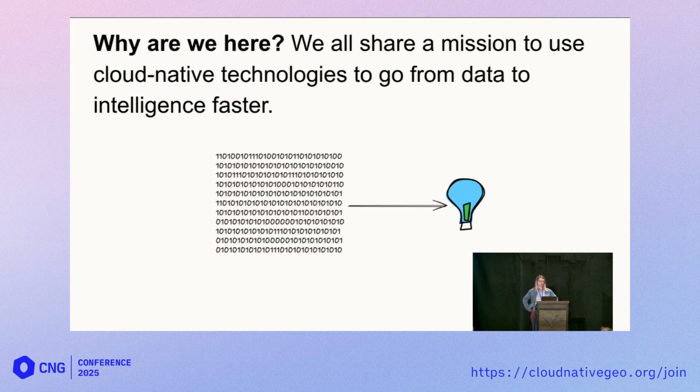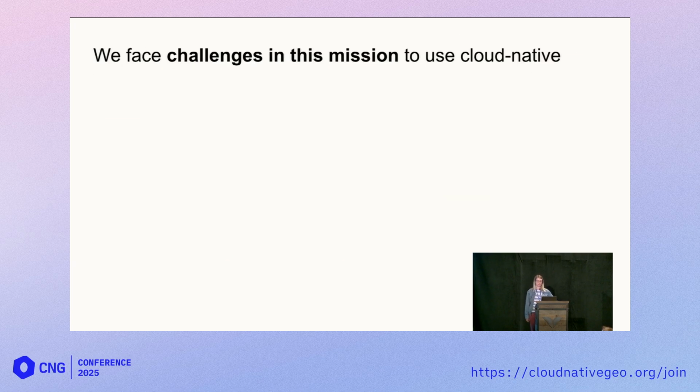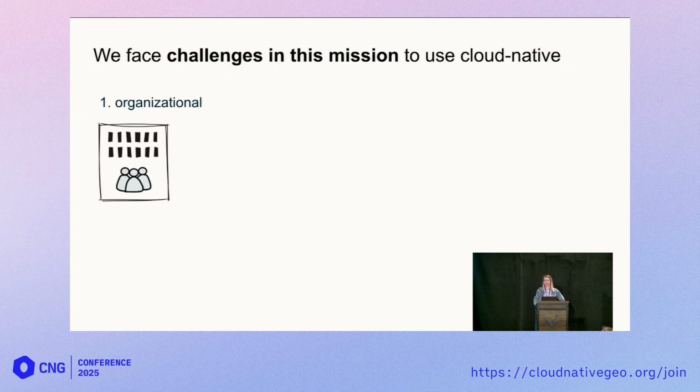So I want to start with sharing why I think we're all here. I think we're all here because we all share a mission to use cloud native technologies to go from data to intelligence faster. But there's a number of challenges to this mission, and I'm going to talk about three categories of challenge that I've identified.